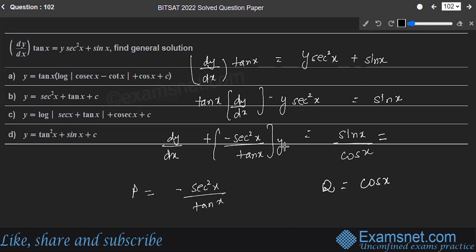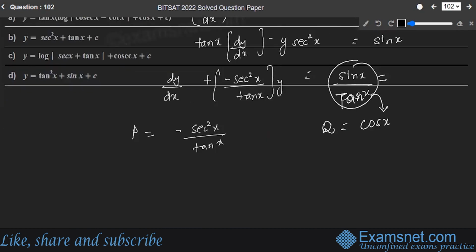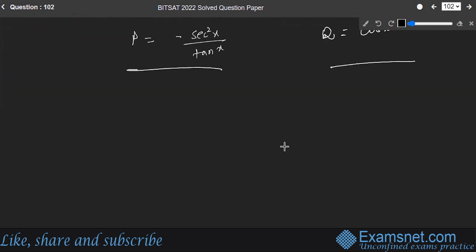All right, because this on solving will give you sin x upon, sorry, here was tangent x. I by mistake wrote cos x over here. So this on solving will give you cos x only. Okay, so now here the integrating factor. So we got the P as this and Q as this.